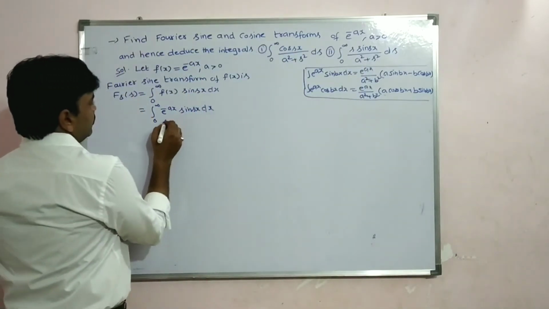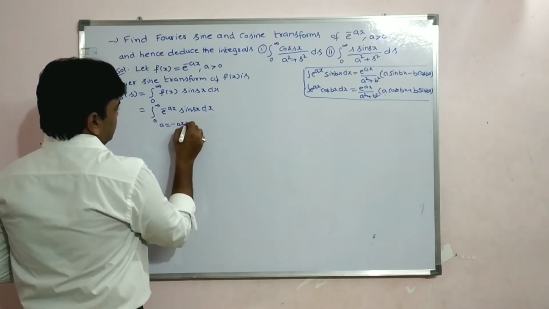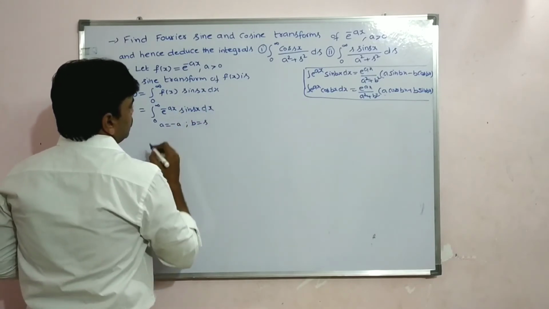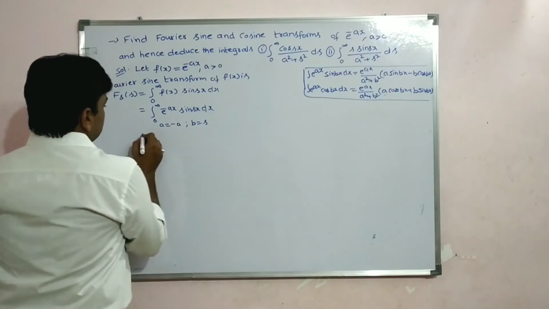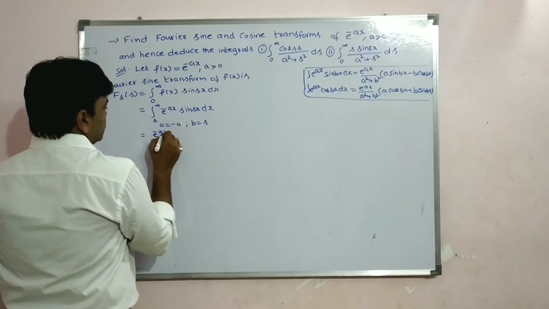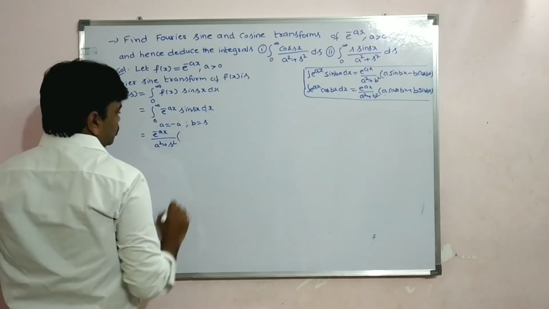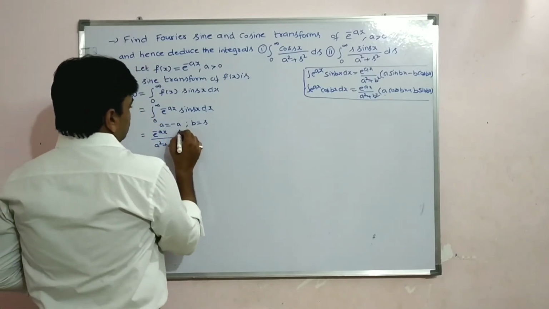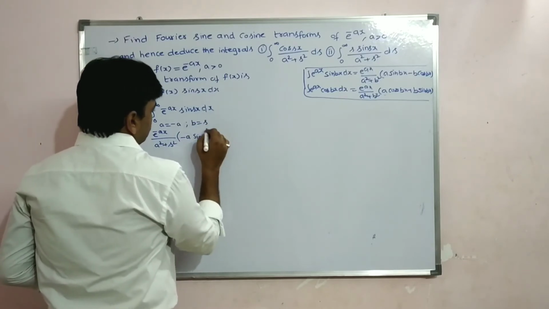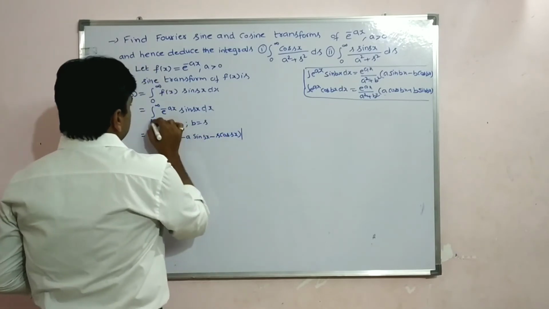So what is a here, students? Minus a. A is minus a, students, and b is s. So that is equal to e power minus ax by a square plus s square into minus a sin sx minus s cos sx between limits 0 to infinity.